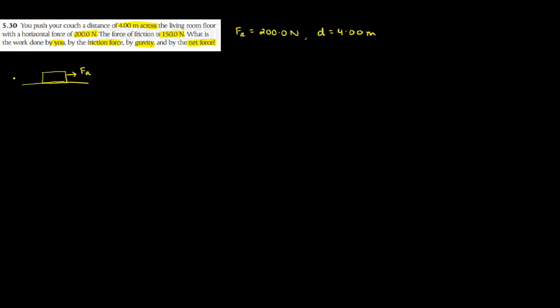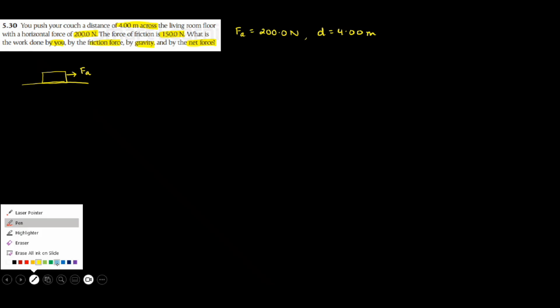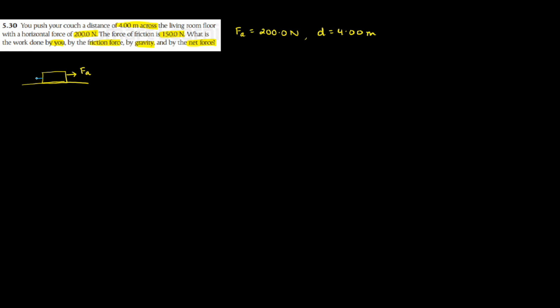Force of friction always acts opposite to motion. So the force of friction acting on the couch is in direction opposite to its motion. I will call this FF, and it is given by 150 Newton. And the force due to gravity acting on the object is always acting vertically down. This is Fg. I need to find what is work done by you, work done by the force of friction, by gravity, and by the net force.